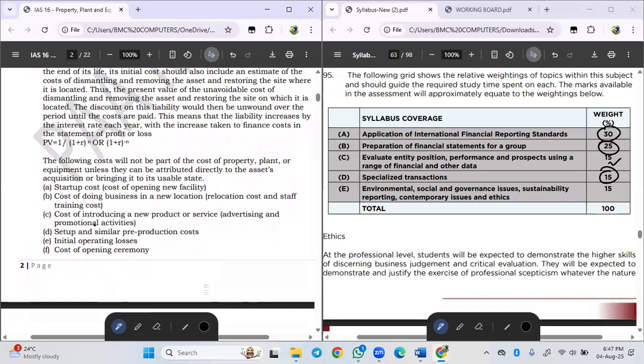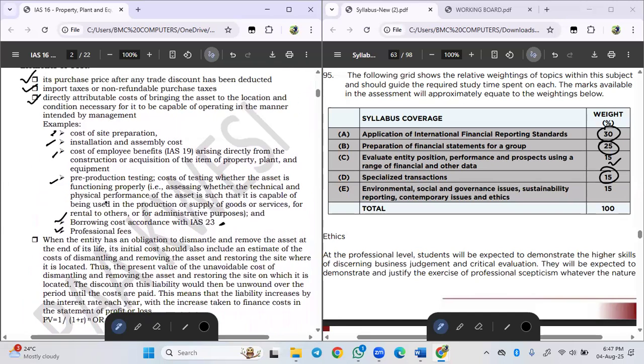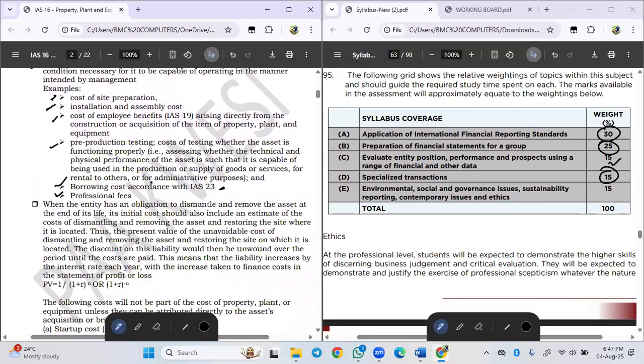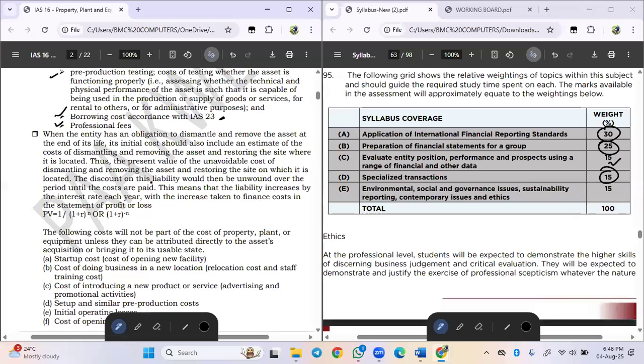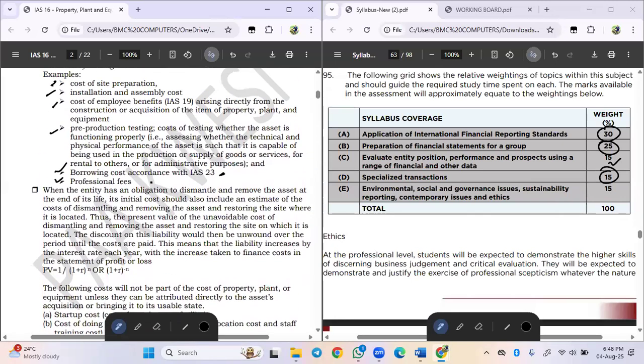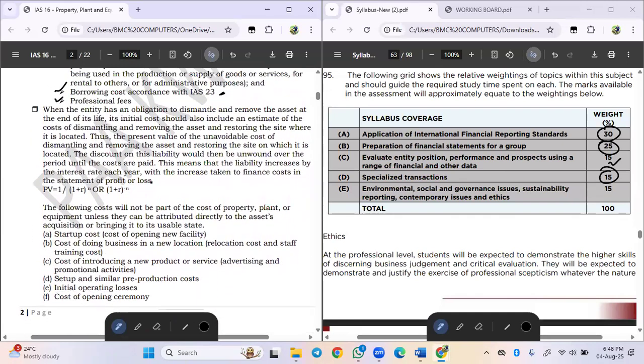So this one, if you don't take care, you miss it with the pre-production testing here. Okay. Pre-production testing. All right. So I think that one, at the end of the day, I'll send the FR IAS 16, the document from the IFRS themselves, then you read it to understand what this setup and similar pre-production cost is. They didn't give an example, and I don't know the example I'll give for you to understand.